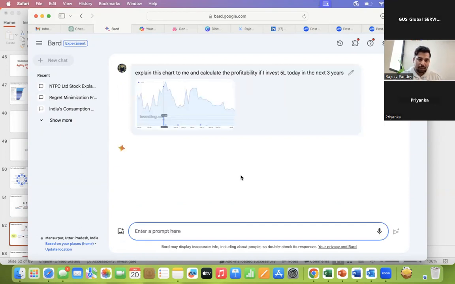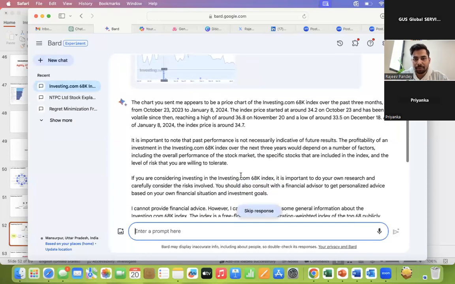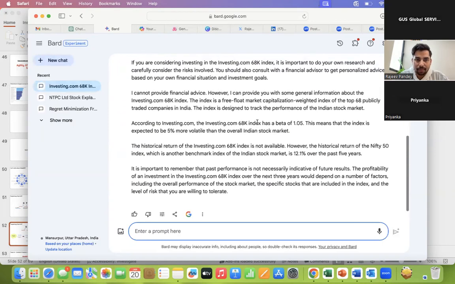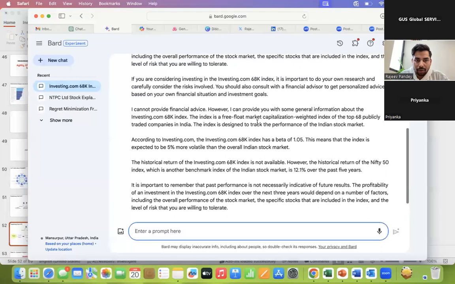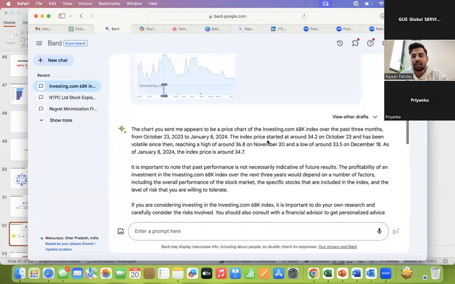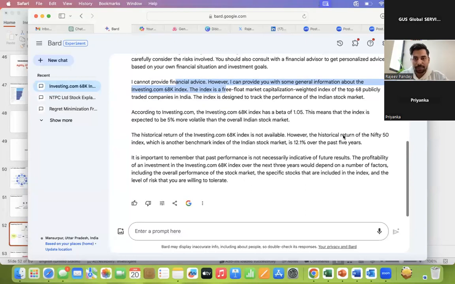So how can you use these technologies and tools differently? By giving the right input, by giving the right data. You see now this chart appears to be in the price range. It did a complete analysis on this. Now it has also said that I cannot provide financial data. However, I can provide you with some general information, because the information was not enough, right? So you can literally take a screenshot, upload it, and it gives you detailed insights around this.